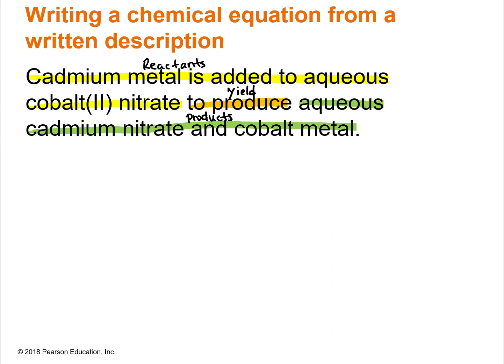Now we just write it out. Cadmium metal. When you see that it's something metal, that means it's a solid. Aqueous cobalt 2 nitrate.